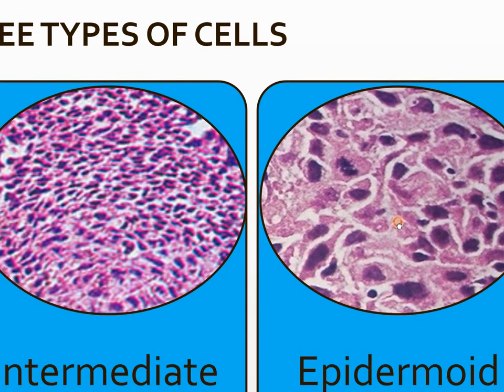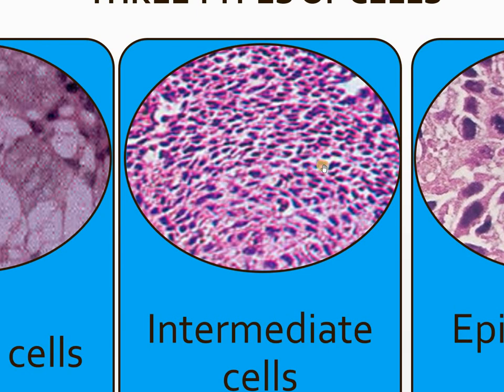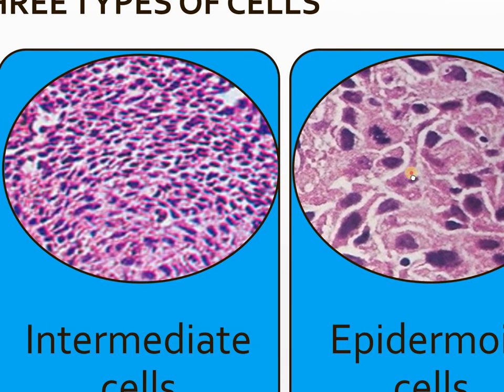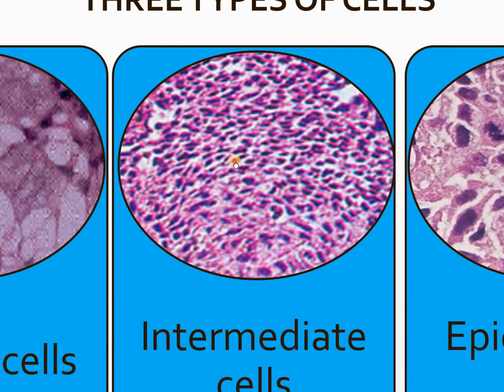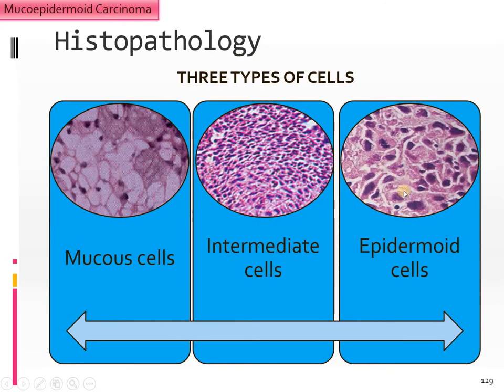Then you have the epidermoid cells. The epidermoid cells resemble squamous cells. They are polygonal, with a hyperchromatic, centrally placed nucleus and abundant cytoplasm. An intermediate cell is something like an epidermoid cell, but is more basaloid. Basaloid means the nucleus is much bigger compared to the size of the cytoplasm, so there will be a thin rim of cytoplasm around each nucleus. So these are the three basic cell types.